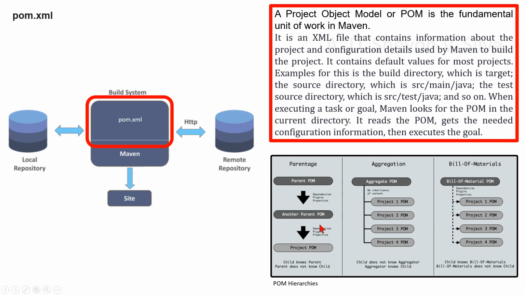The child pom declares the parentage in its own pom.xml. The standard file to hold the pom can be customized to a different name. Any number of poms can declare another pom as their parent.